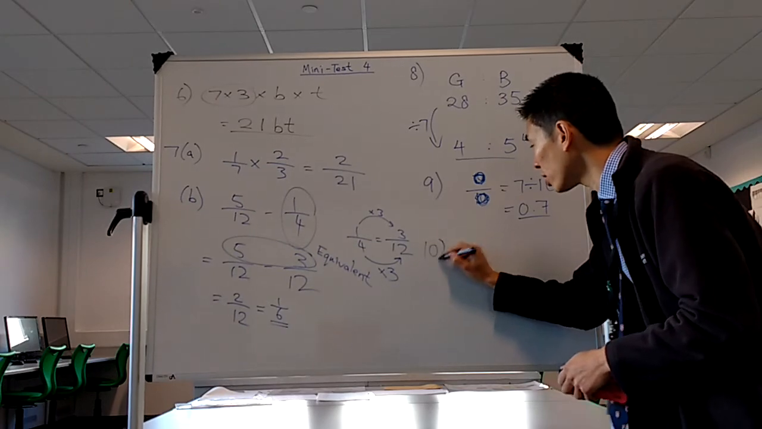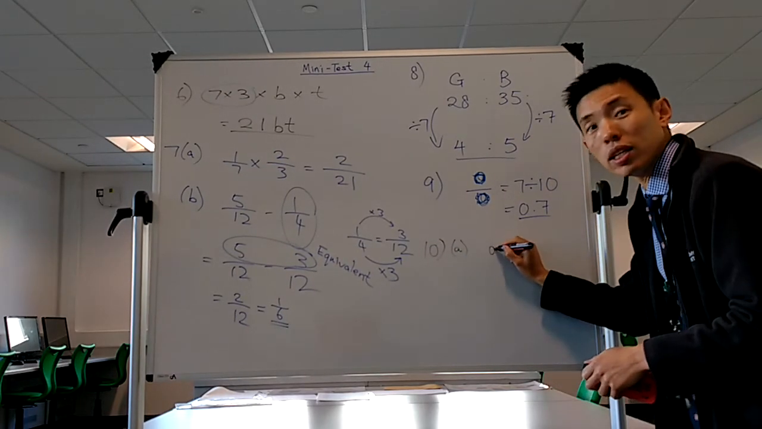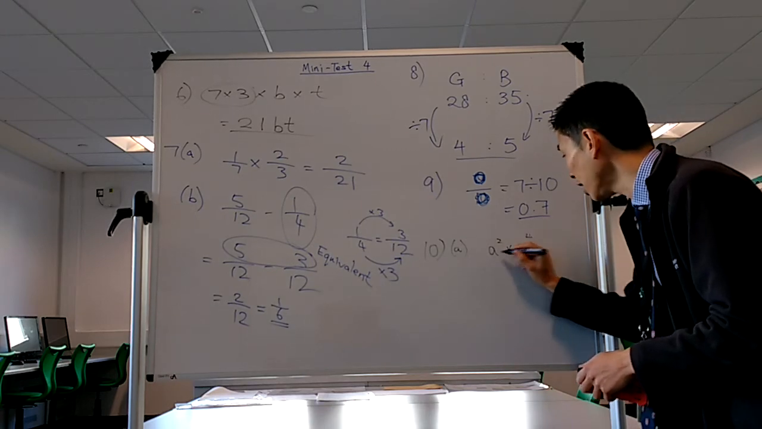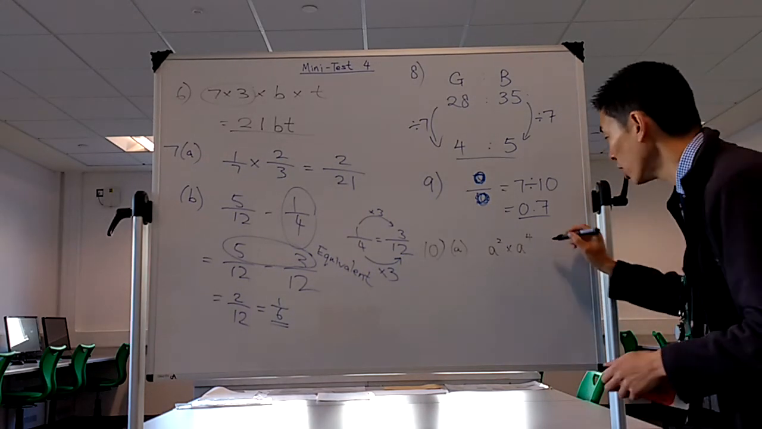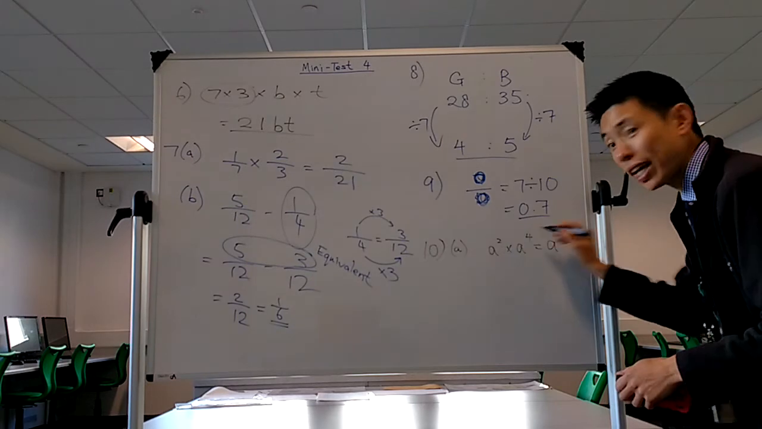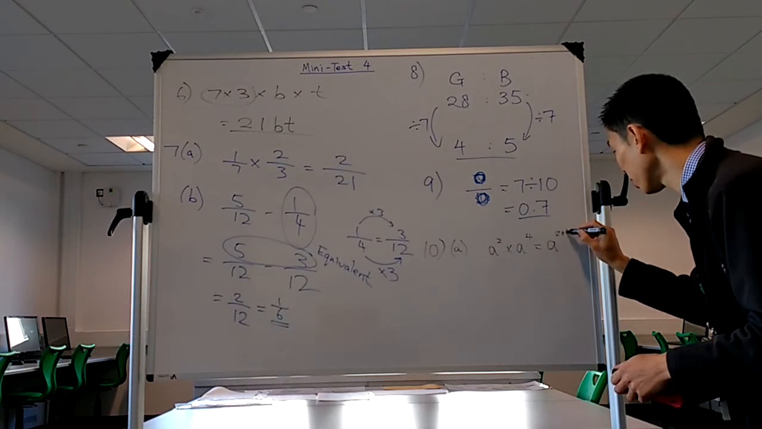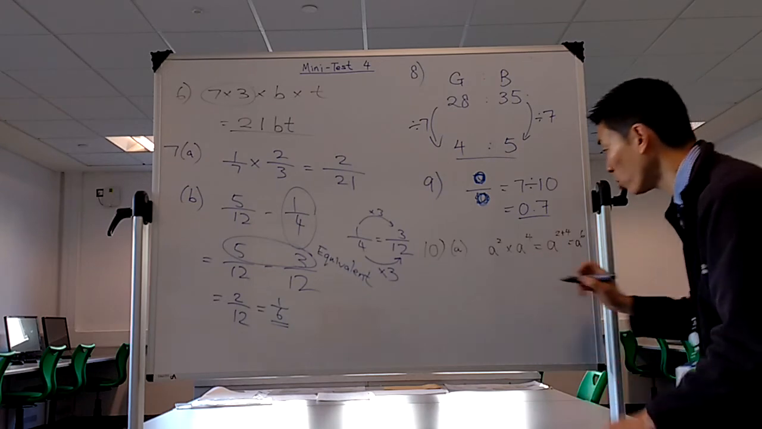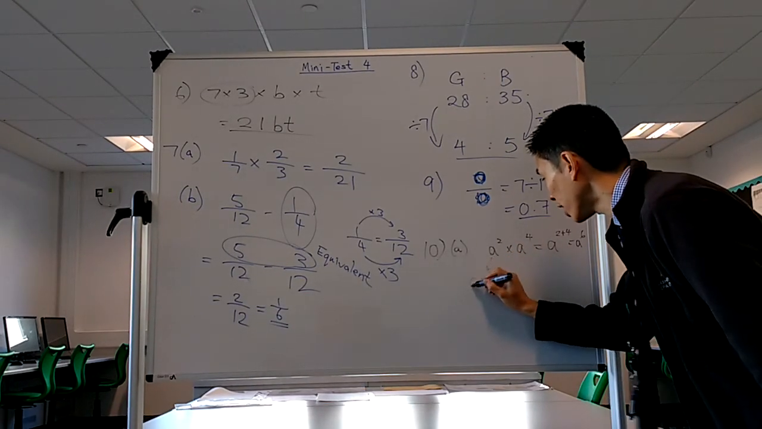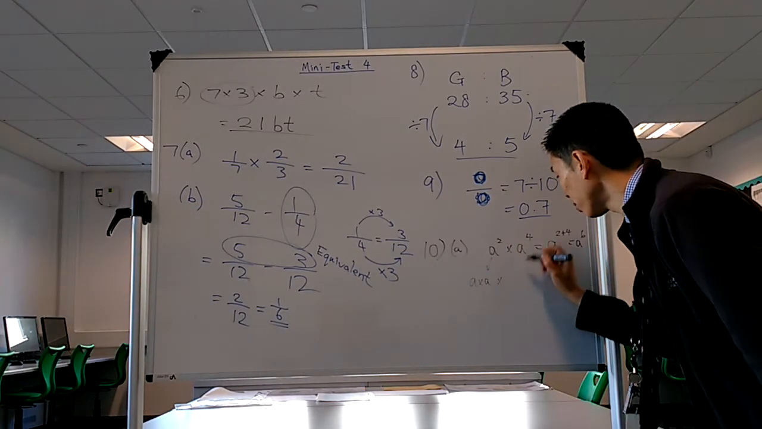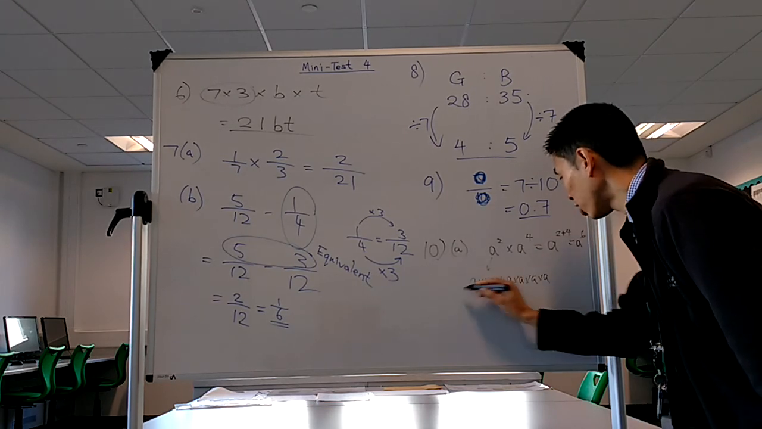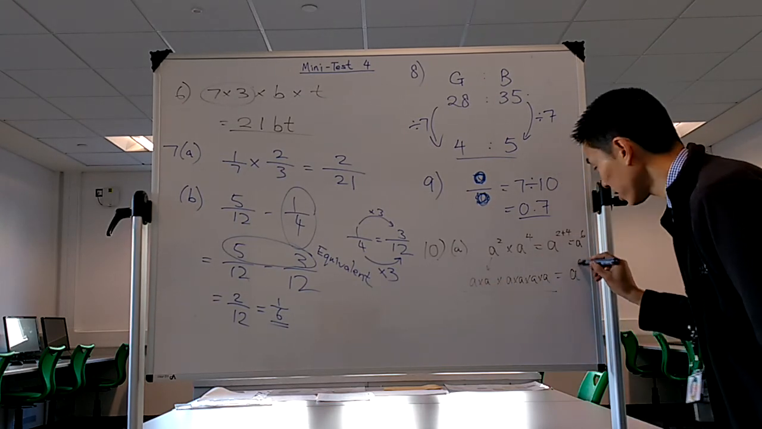when you multiply indices where the bases are the same, letters or numbers, all you have to do is add the indices. This is the simplified version. Now, if you don't remember this, all you have to do is turn a squared into a times a, and a to the power 4, which is a times a times a times a, and actually, look, it's a^6.